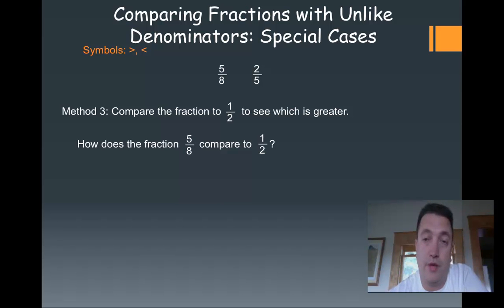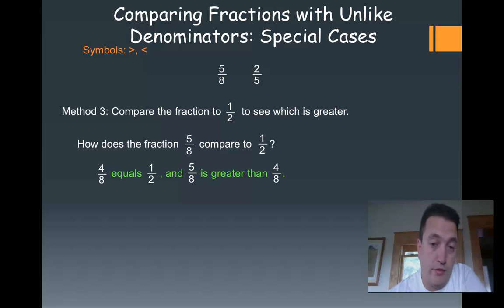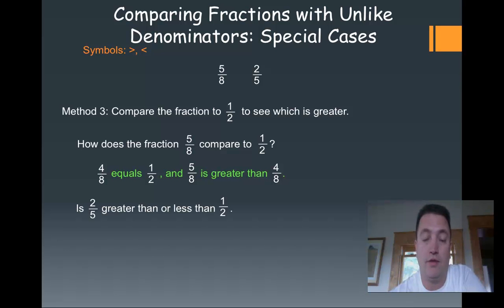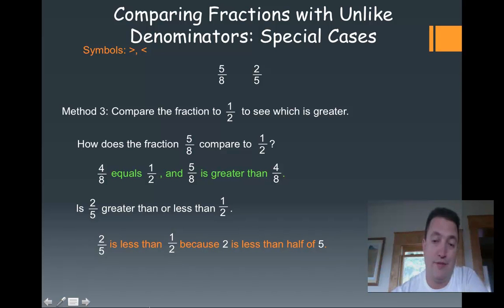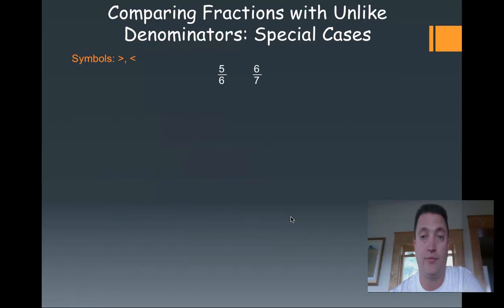So how does the fraction 5/8 compare to 1/2? Well, 4/8 equals 1/2, and since 5/8 is greater than 4/8, we know that 5/8 has to be greater than 1/2. Okay. Is 2/5 greater or less than 1/2? Well, 2/5 is less than 1/2 because 2 is less than half of 5. Half of 5 would be 2.5, so 2 is less than that, which means that when I compare these two fractions, 5/8 is going to be greater than 2/5, because one is more than half, one is less than half.